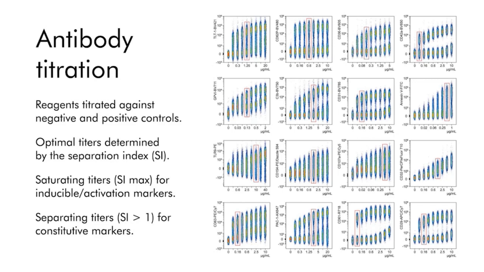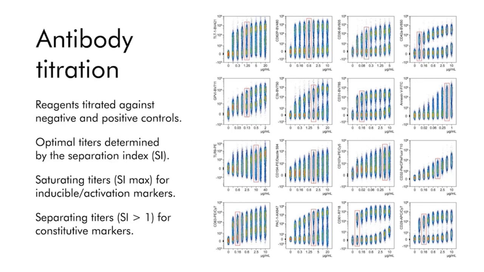So antibodies were titrated using appropriate controls for inducible markers. Negative controls were unstimulated platelets, and positive controls were agonist stimulated platelets. And we wanted to obtain maximal resolution or saturation of these markers.